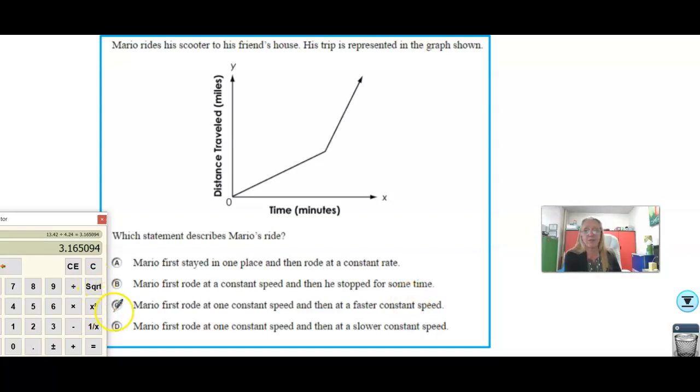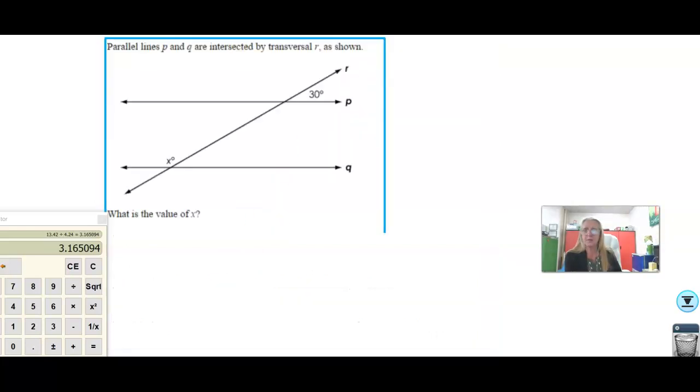I think by now we've all figured out this has to be C. He rode at a constant speed, so this is a straight line because it's increasing at a constant rate. And then he went at a faster constant speed to get this steeper line. You should be able to answer that one.